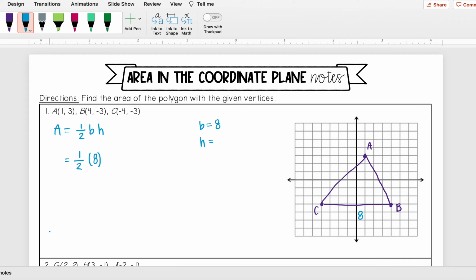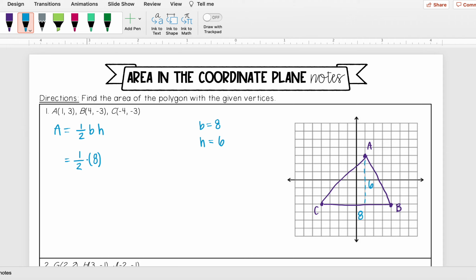And then I need to figure out my height. Here it's really important to distinguish what my height actually is. It's not going to be this side, it's not going to be this side, but instead it's that vertical line coming out from the base. So my height is going to be the length of this vertical line right here. It's that vertical line that is perpendicular, makes a right angle with your base. And I see that that length is 1, 2, 3, 4, 5, 6.